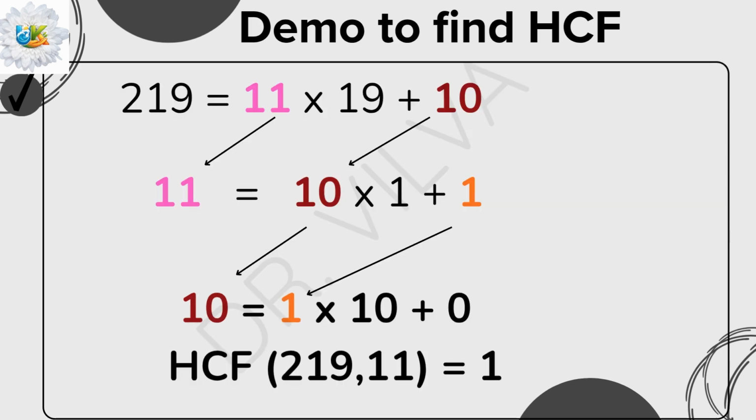We repeat the procedure until the remainder is 0. We take 10 and the new remainder 1. 10 can be written as 1 times 10 plus 0. Now the remainder is 0. Therefore, we will stop the process. The divisor at the final stage is the HCF. Therefore, HCF of 219 and 11 is 1.